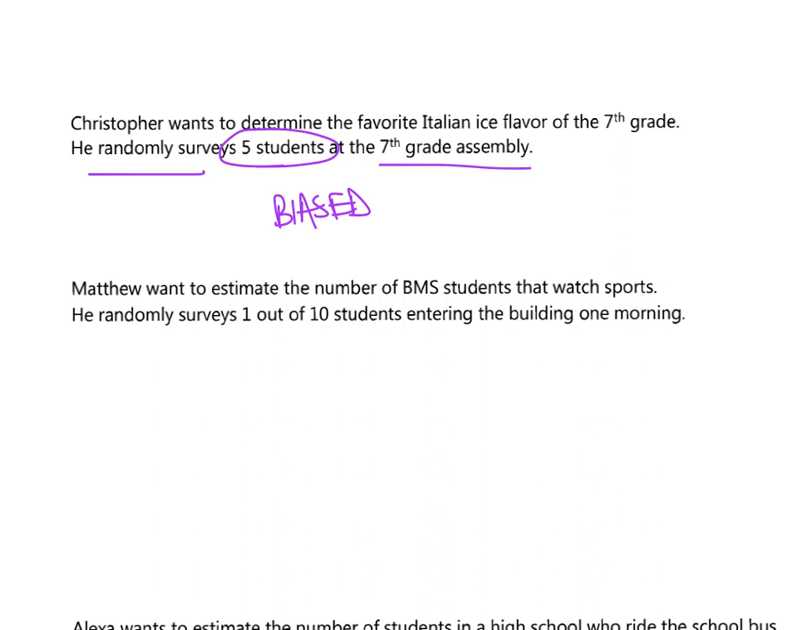And in the last example, Matthew wants to estimate the number of BMS students that watch sports. He randomly surveys 1 out of 10 students entering the building one morning. So he's randomly choosing students. 1 out of every 10 will give him a large enough sample size. And he's doing this by surveying students that are entering the building. Therefore, everyone has an equal chance to participate in this survey. So we say that this sample is unbiased, which means that it is a fair sample.